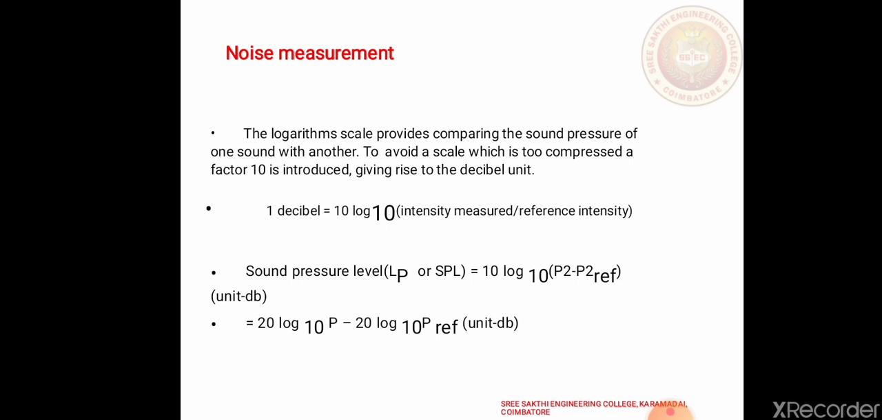The reference intensity used is the threshold of hearing, which means sound which can be first heard at a sound pressure of 2 × 10^-5 newtons per square meter, or sound intensity of 10^-12 watts per square meter. The sound pressure level is given in terms of fluctuations in atmospheric pressure, and P reference is 20 micropascals, which is approximately the threshold of hearing.